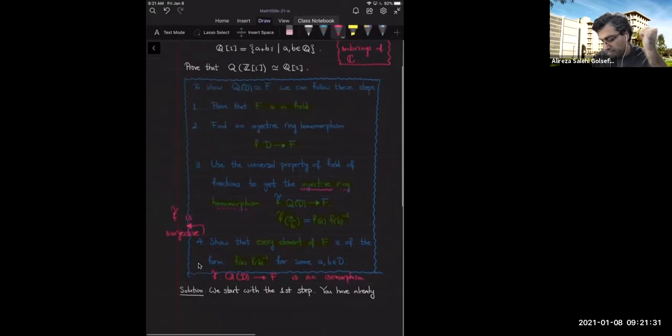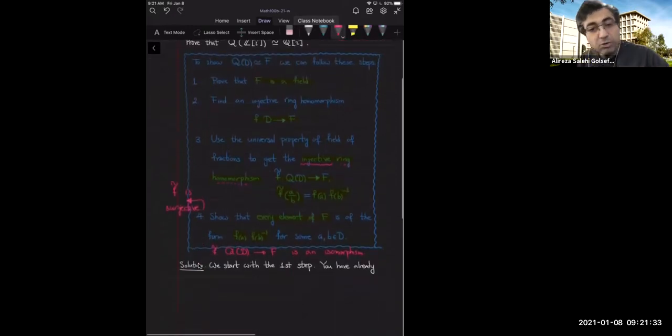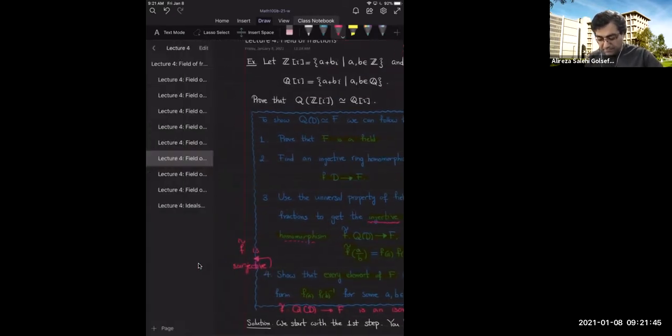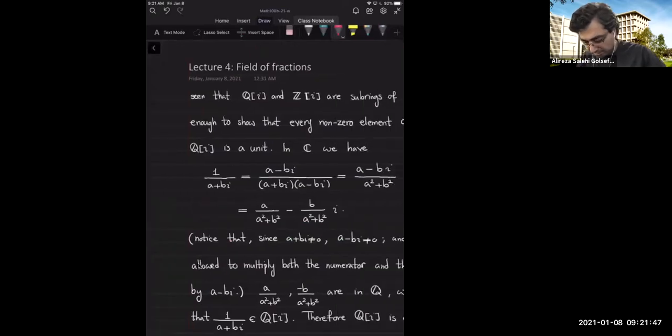So these are the 4 general steps in order to show that the field of fractions of an integral domain is a field F. Let's go through this for Z bracket i, and we finish today's lecture with this example.